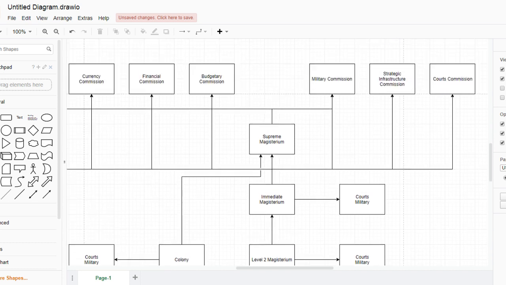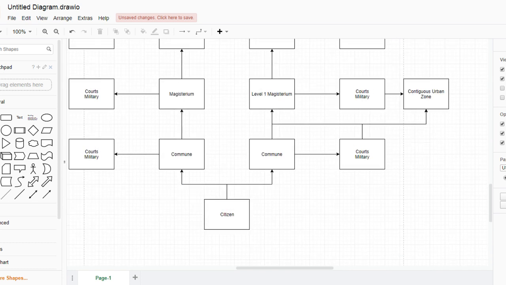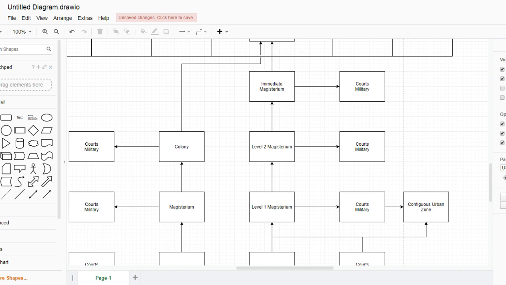And they're also required to hold records and to have someone responsible for infrastructure. However, that can be merged with other positions, such as the president of each magisterium or the individual responsible for the courts, etc.